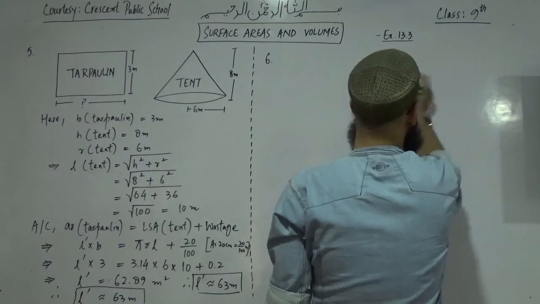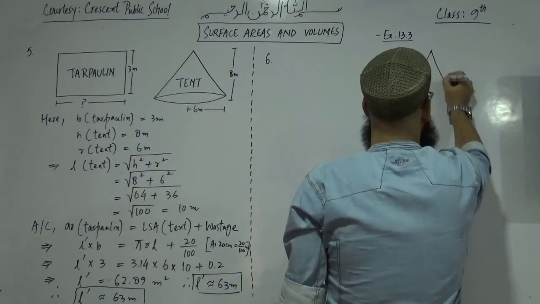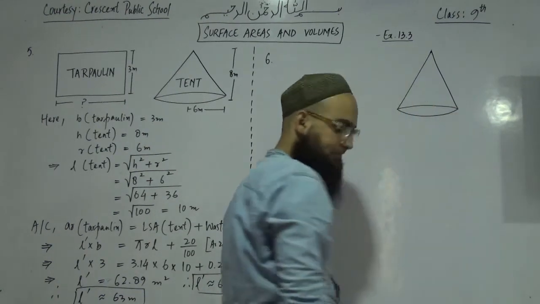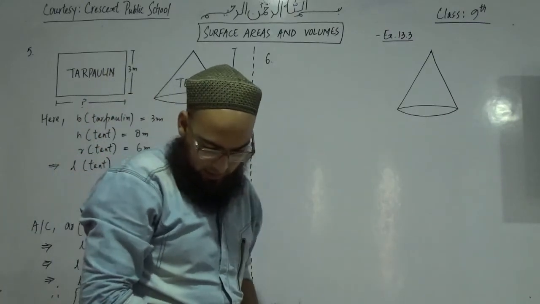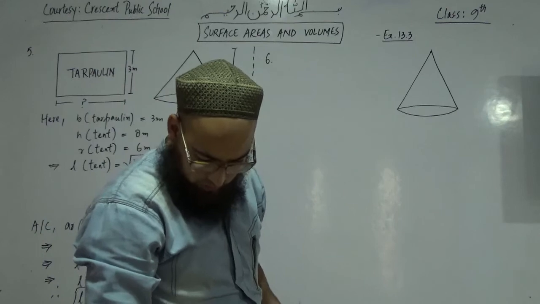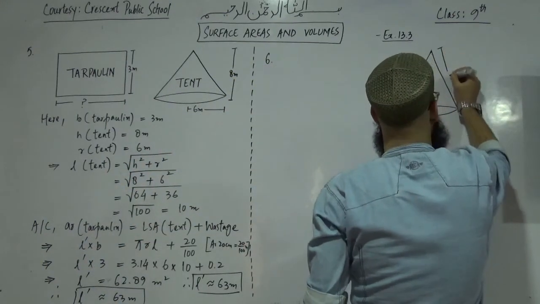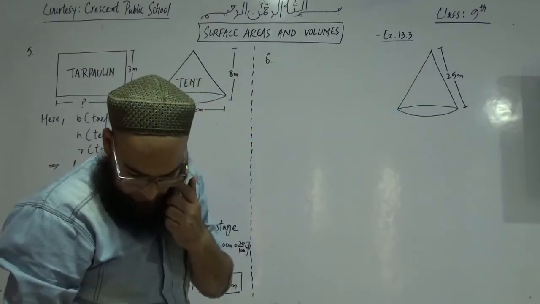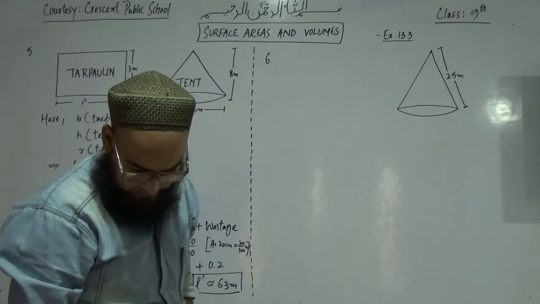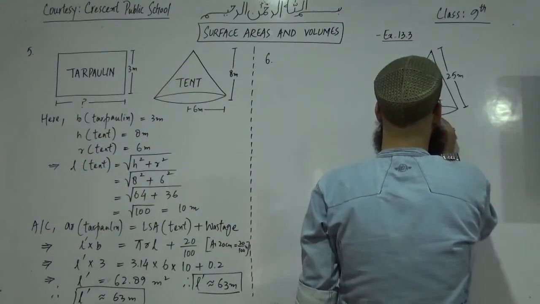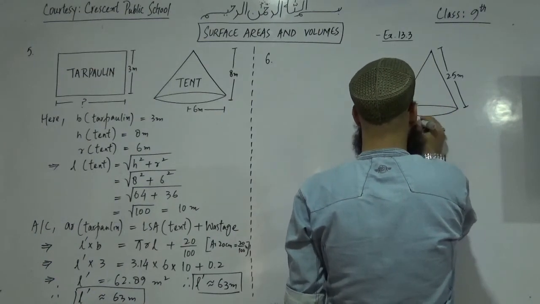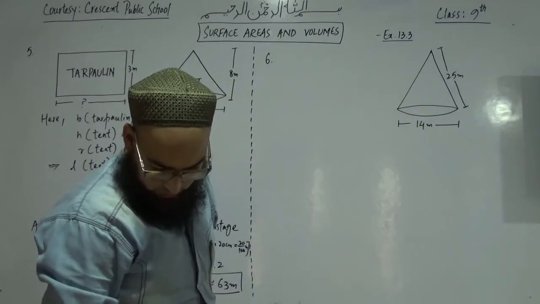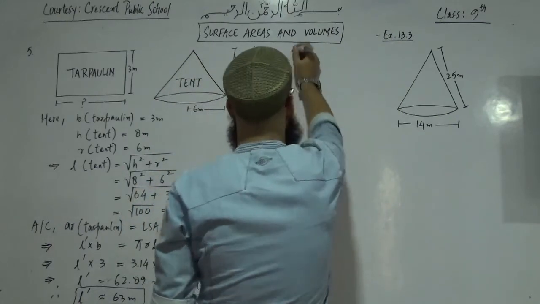Now you have a conical tomb. Slant height and base diameter are 25 and 14. So 25 meter is slant height. Then 14 meter is base diameter. And the cost of whitewashing its curved surface. So let us find the curved surface area here.